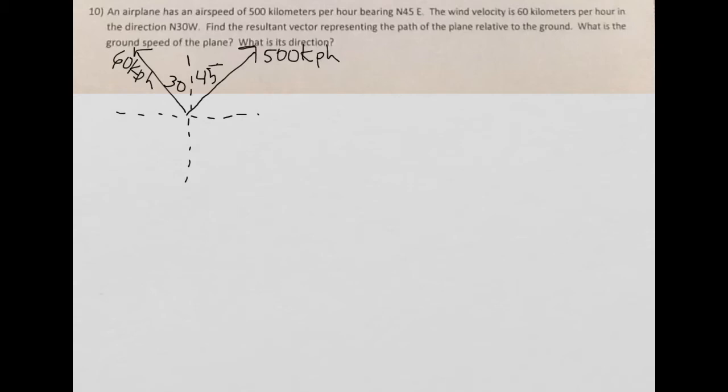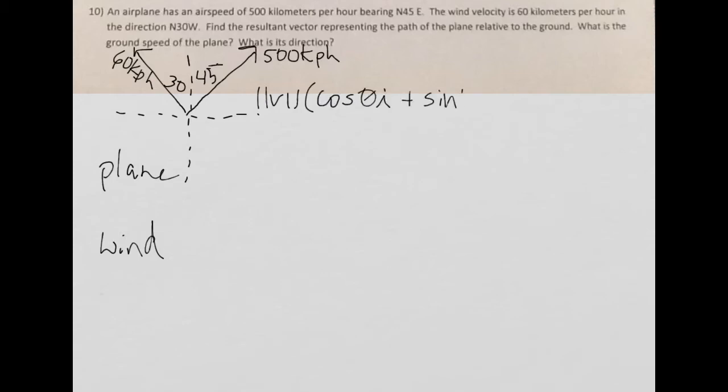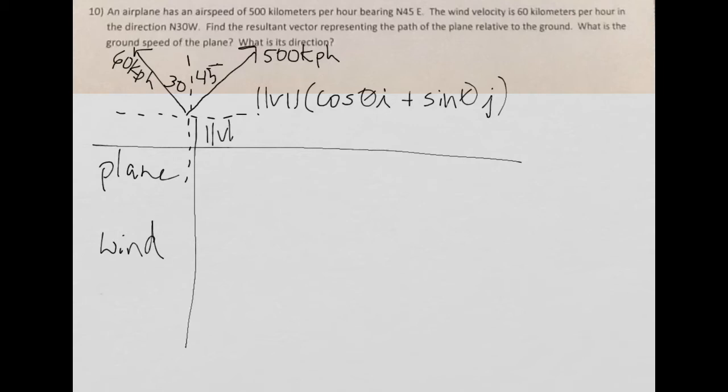Okay, so we're going to set up our chart. We have our plane, we have our wind. Remember the formula? We're taking the magnitude and multiplying it by the cosine of theta i and the sine of theta j. So for each of these, I'm setting up a chart just to make life easy and separate. The first column is going to be the magnitude times the cosine of the angle. So for the plane, the magnitude is 500 cosine.